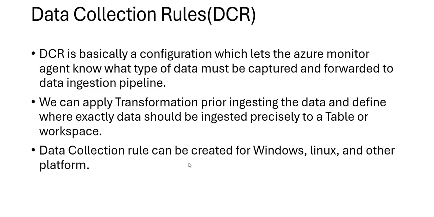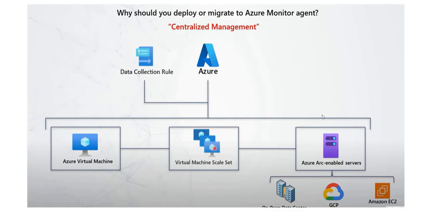Prior to ingesting the data, if you want to do any transformation in the data which is coming, first we decide what data, and if you want to amend that data, that is referred to as transformation prior to ingestion. Now, a data collection rule can be created for Windows, Linux, and other platforms. As we saw in this diagram, it is applicable to all of these. Like VMSS, in case you want high availability, go with VMSS and VMs like that. It's not specific to Windows or Linux, it's applicable to all.